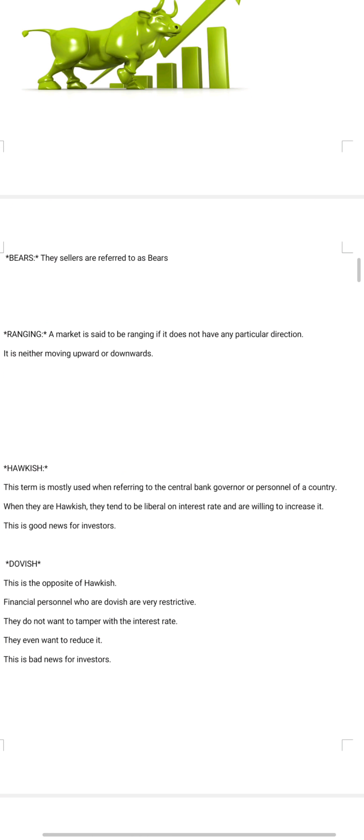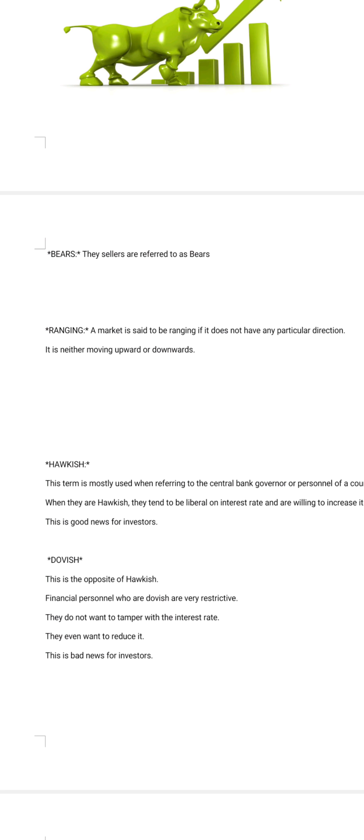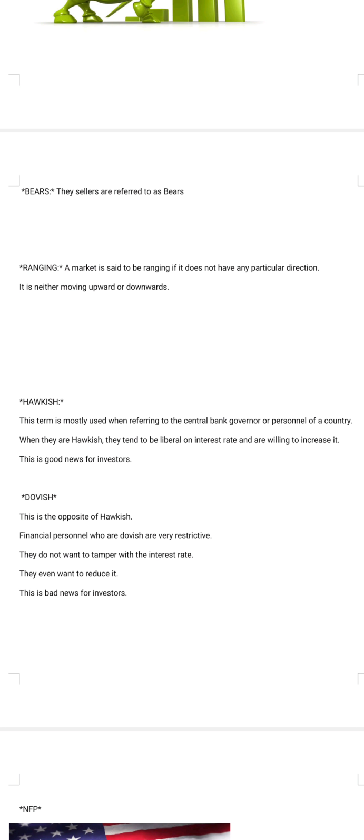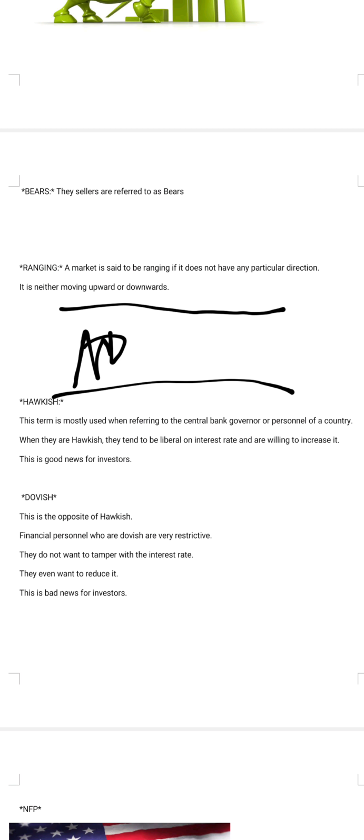Yeah. So now, when we say in forex that a market is ranging, what we mean is that the market doesn't have any particular direction. Let's say this is a market now. When we say the market is ranging, it's not going in any particular direction. It's not going anywhere. It's just moving without bearing, no direction.